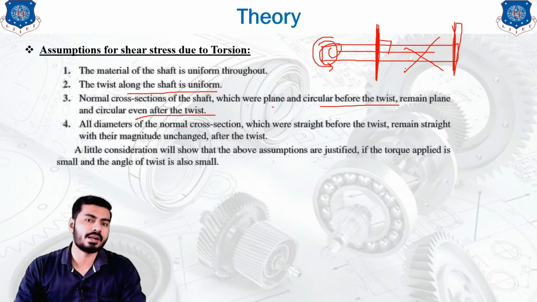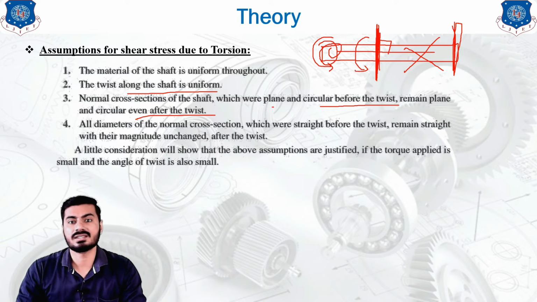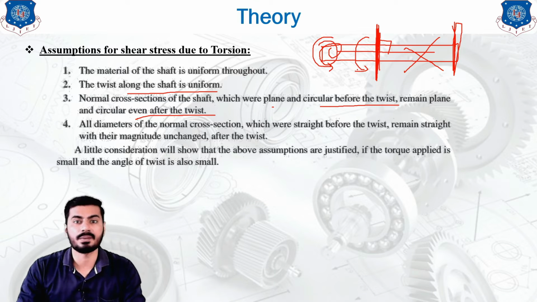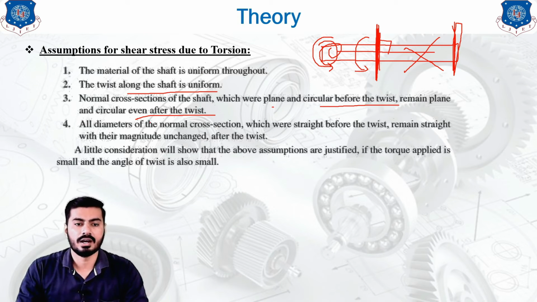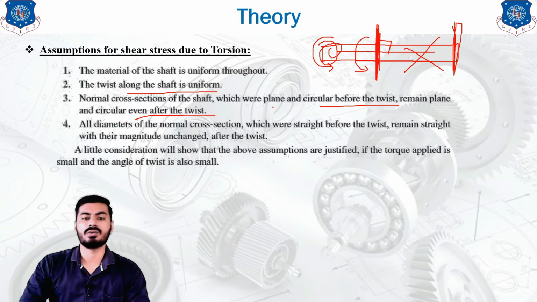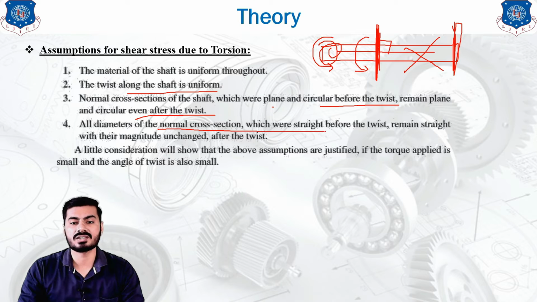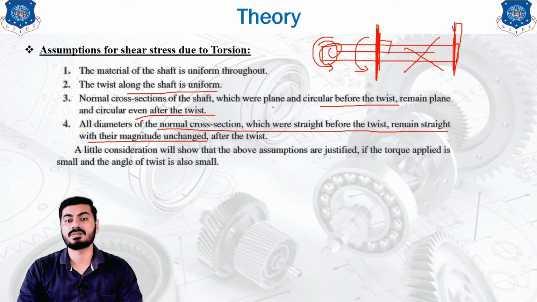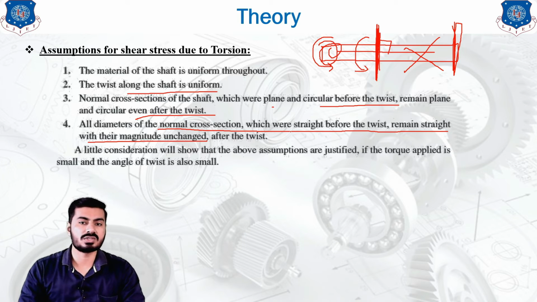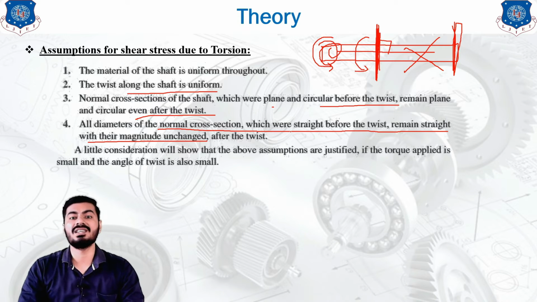Now if you consider this kind of a transverse plane, then the plane which was a plane before the twisting remains a plane even after the twisting, and the circular cross section or the shape does not get distorted. Okay, so this is our third assumption, and for this assumption we will see another one: all the diameters of the normal cross section which were straight before the twist remain straight with their magnitude unchanged. That means that the diameter is not changing with respect to the twisting. Whenever you apply the twisting, your diameter value will not be changed, or it will remain unchanged.